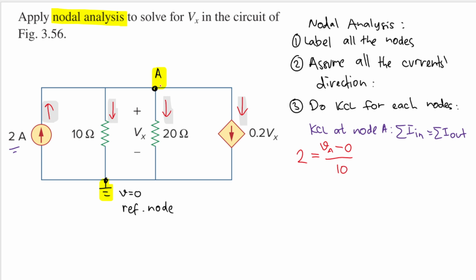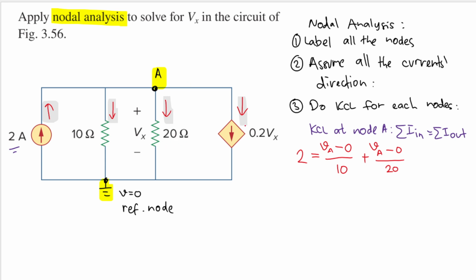Good. And then what is this one here? We will have the same. So we'll have VA as the current comes from. So this node A is where the current comes from. And then minus 0. 0 is where the current goes to. So we'll have divided by 20. Minus 0 divided by 20. 20 is the resistance between them.